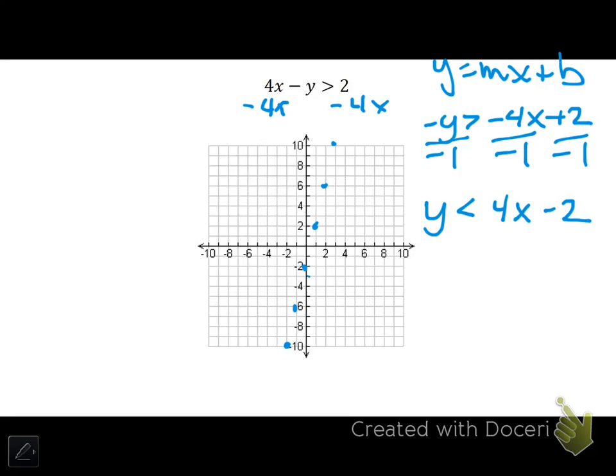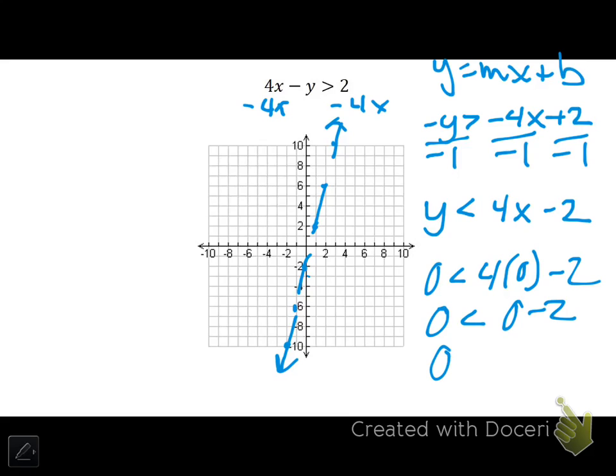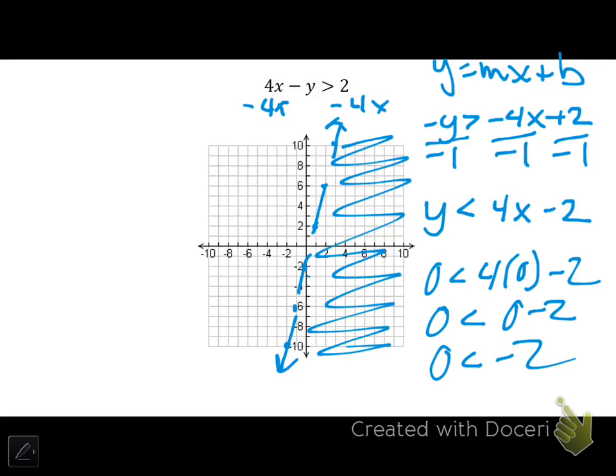It's going to be a dashed line because there's no line underneath it. I can plug in 0, 0 because it doesn't look like it hits that. 4 times 0 is 0. 0 minus 2 is negative 2. Is negative 2 greater than 0? No, it's not. So don't shade on the side of 0, 0 because it's not true. So shade on the right side. So if y is not by itself, you can't graph it. You have to graph when y is by itself.